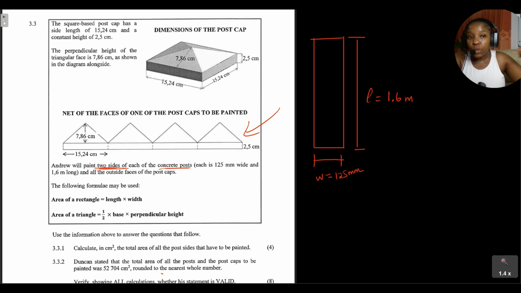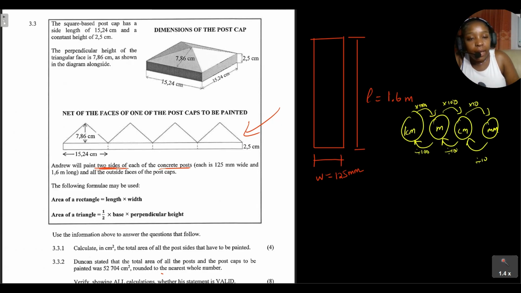You need to think back to that diagram. How will we convert this 1.6 meters to centimeters? To move from meters to centimeters, we multiply by 100. So 1.6 meters multiplied by 100 gives us 160 centimeters. So the length is 160 centimeters.